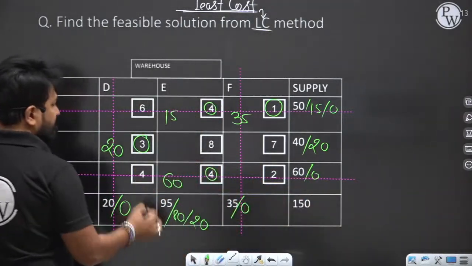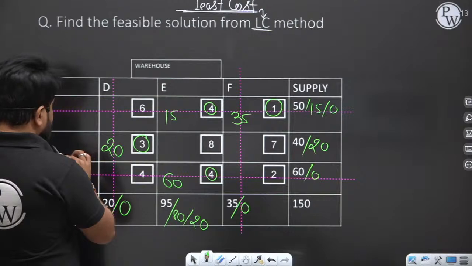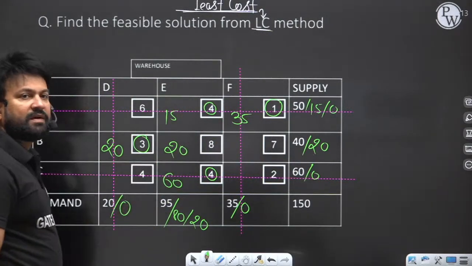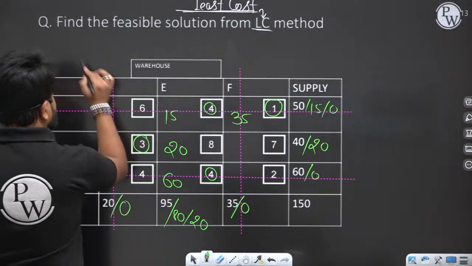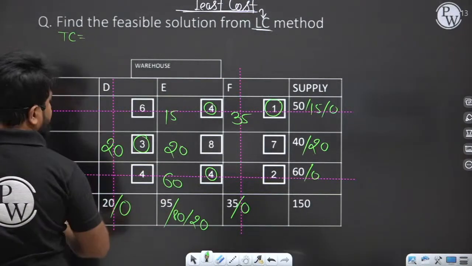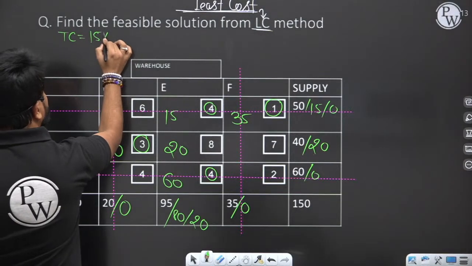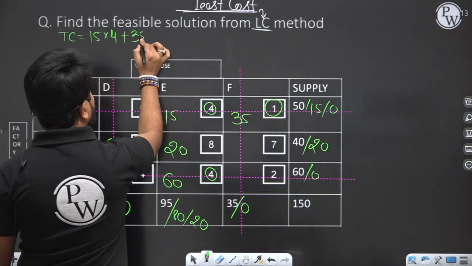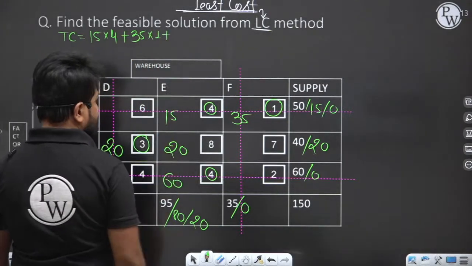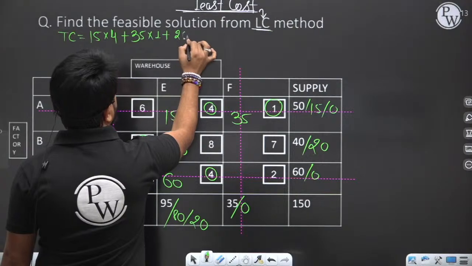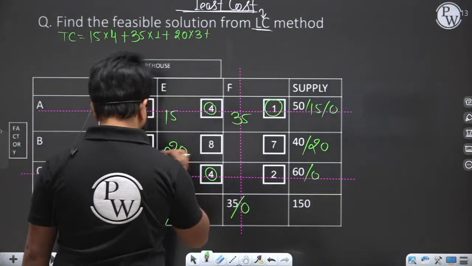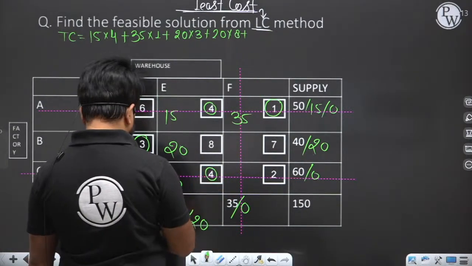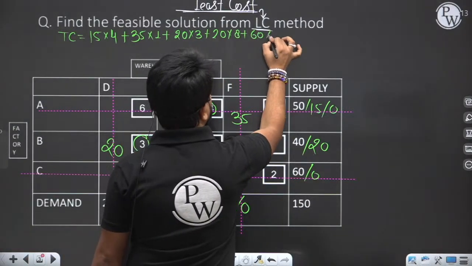Only one cell is remaining. So B can supply 20. The requirement of E is 20. So here 20, right. So what will be the transportation cost? The transportation cost will be 15 into 4 plus 35 into 1 plus 20 into 3 plus 20 into 8 plus here 60 into 4, right?